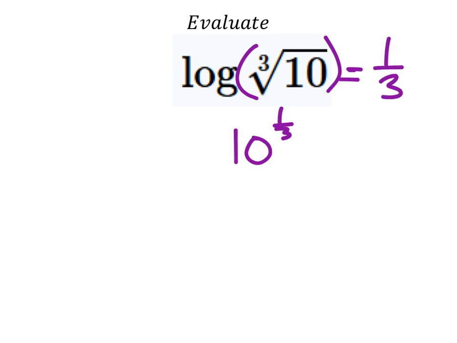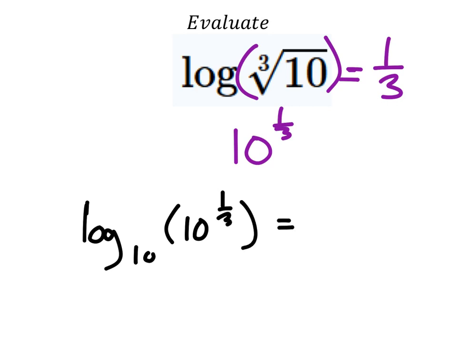This brings up a new rule for us, not that it matters for us yet. But as a log, this would be log base 10 of 10 to the power of 1/3. If this ever happens where the base is the same as what it's of, you just kind of cancel those out.